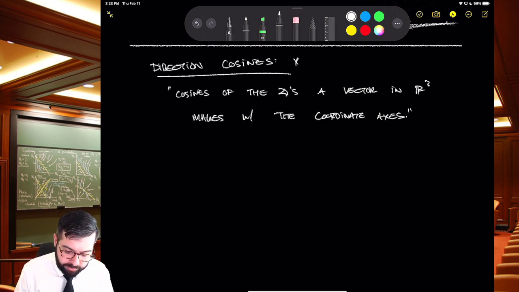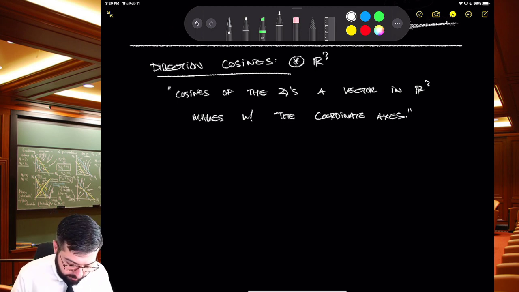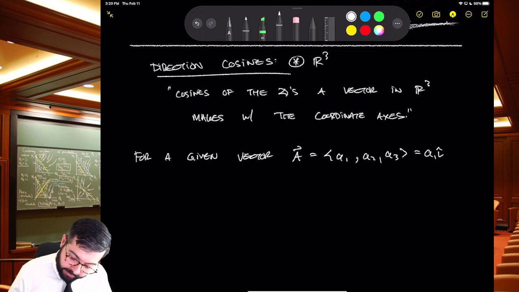That results in some nice algebra, some nice identities. This is only really something that works in R3. It breaks down in higher dimensions. So essentially, given a vector A, we'll say this is A1, A2, A3, or we could write it in its component basis vector form, rather, A1 i hat plus A2 j hat plus A3 k hat.